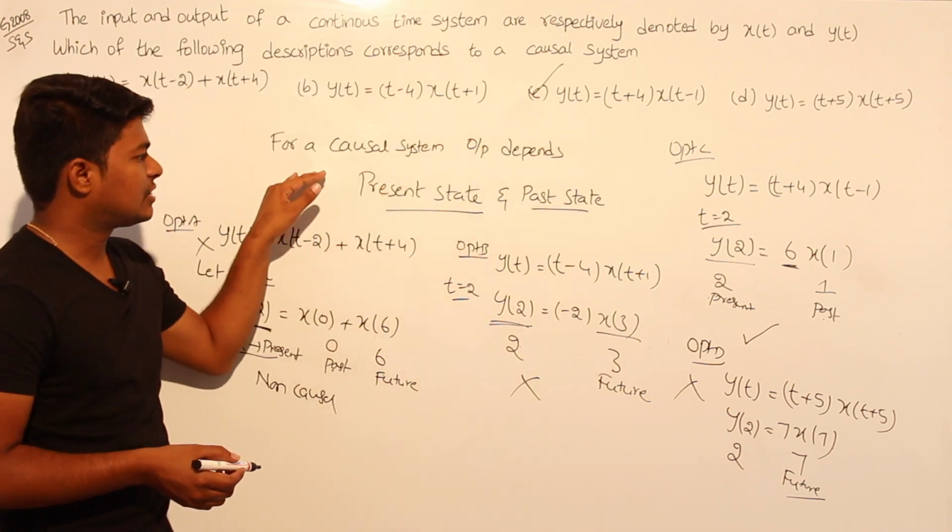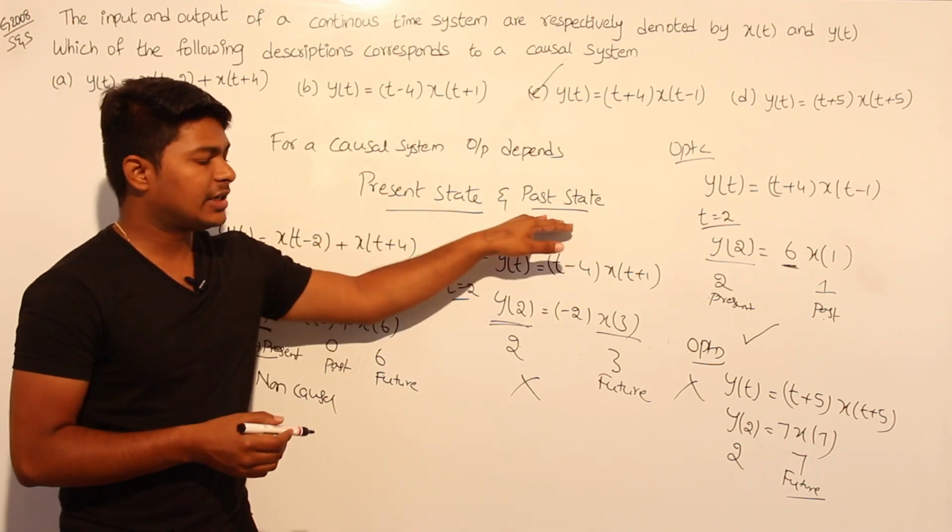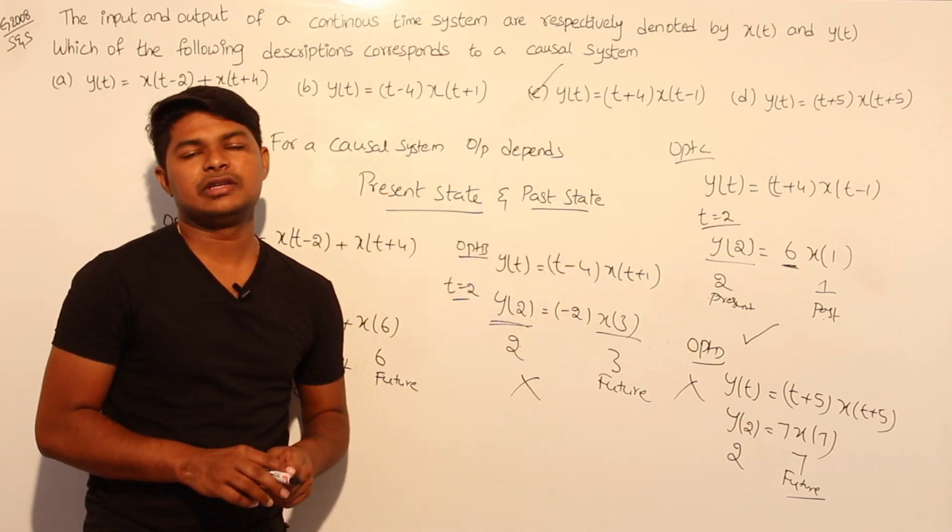Why? Because for a causal system, output depends on only the present state and past state. In this way we can solve this kind of questions.